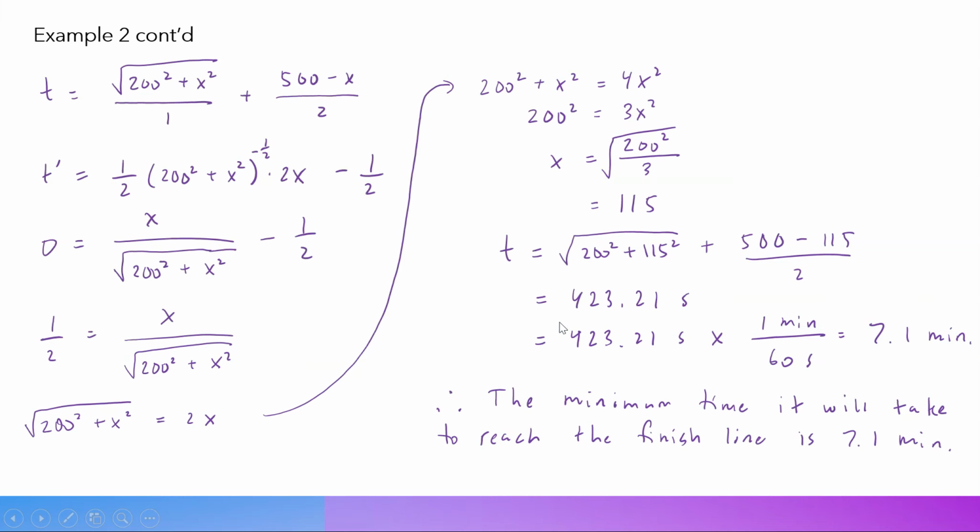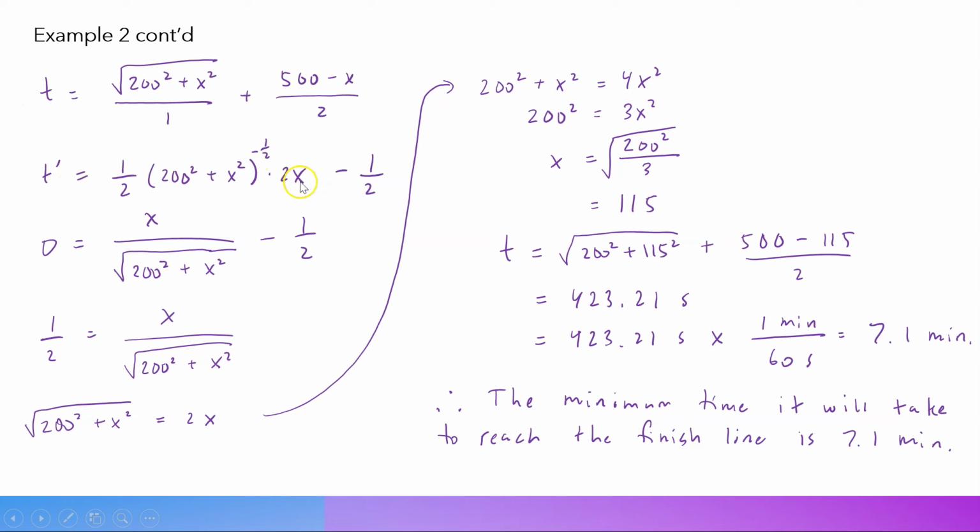And so continuing with this, once we have our time function, the next step is to take the derivative, because basically what we're trying to do is minimize the time. So we're looking for an x value that will minimize the time.